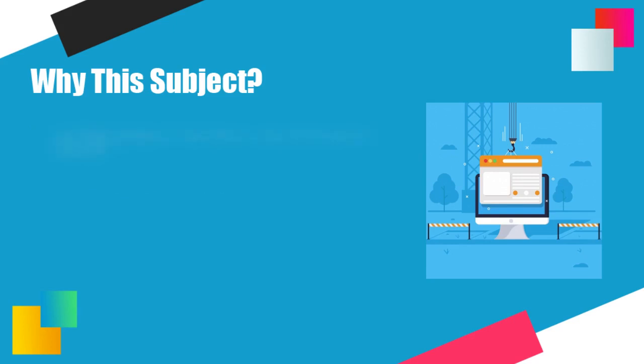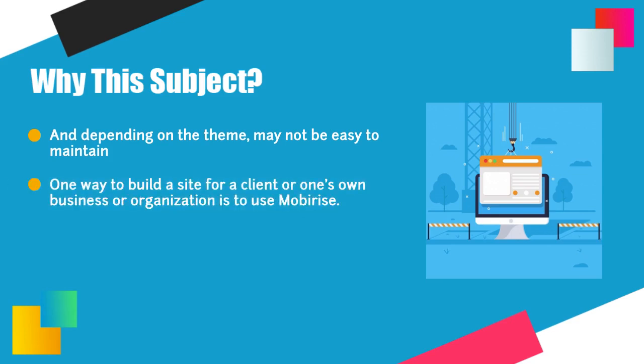And let's say that you find a theme that you like. Typically, that may not be easy to maintain. It may be easy to get installed, but once again, it's just not easy to maintain. So one way to build a site, whether for your business or your organization, is to use Mobirise. Mobirise is a way for you to build a site that really helps you with all these things. And again, it isn't WordPress.